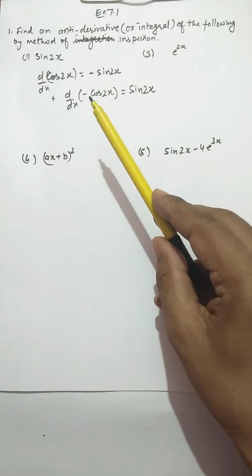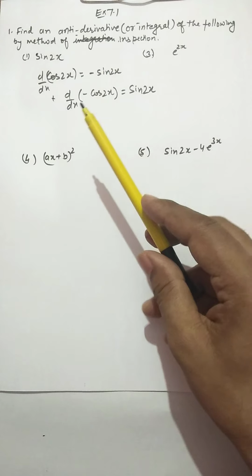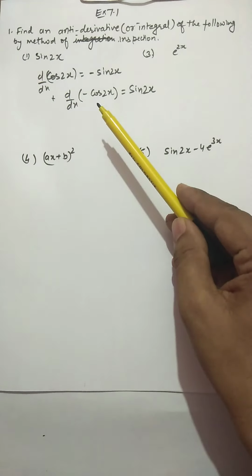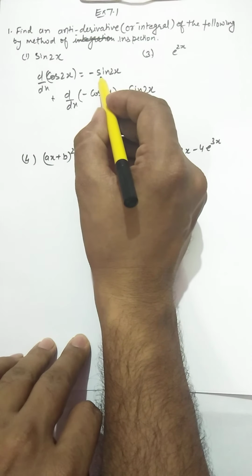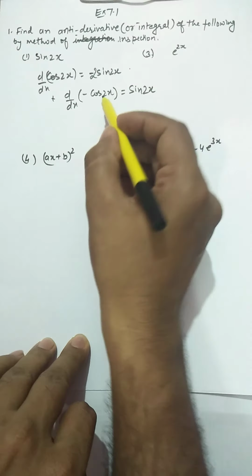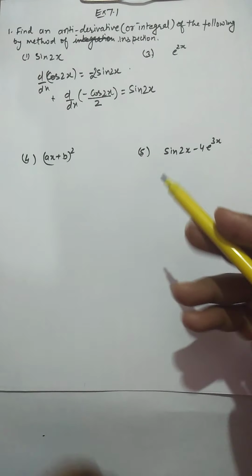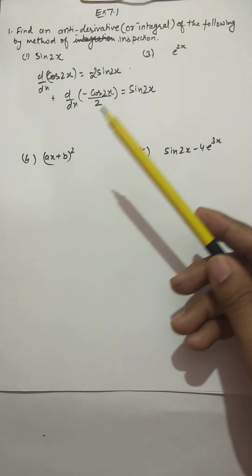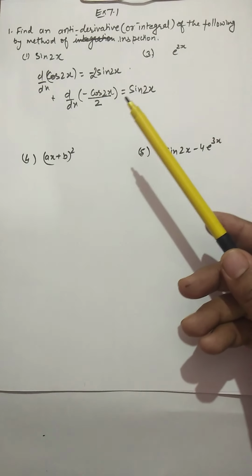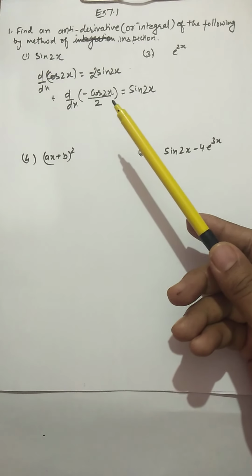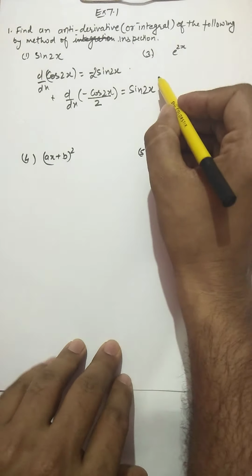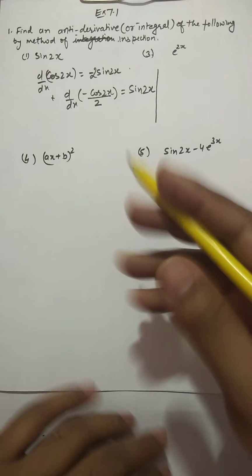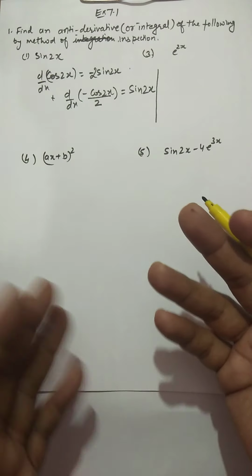So by the method of antiderivative, you can see that the antiderivative of sine 2x will be minus cos 2x, and here is one more thing, because you have to multiply it by 2 also, so this 2 will come here. So by just observation you can see that the integration of sine 2x, or the antiderivative of sine 2x, is minus cos 2x by 2. This we have done by just observation. We'll use formulas also in coming questions, but in the first question we'll be discussing by the method of inspection.